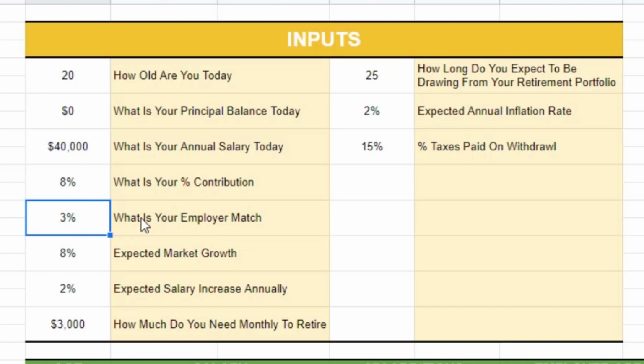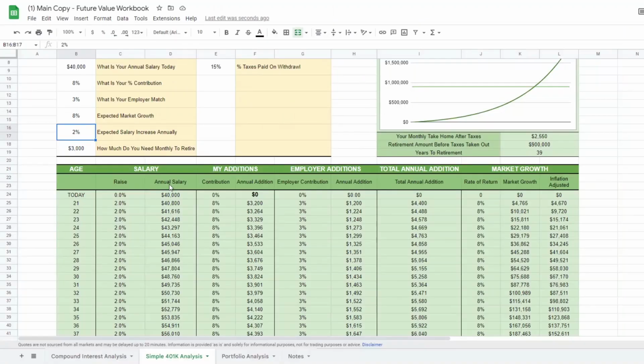It does not matter what your employer matches. Try to match anywhere from 10 to 15% of your salary. So that's what it would look like if you were about 20 years old, you had nothing in your principal, your annual salary was $40,000, 8% contribution, 3% employer match, 8% expected market growth, and a 2% expected salary increase annually.